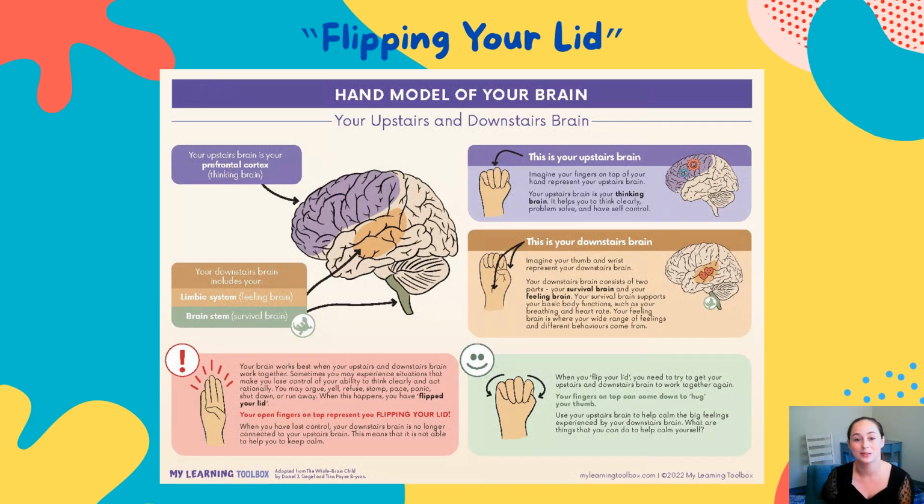Dr. Dan Siegel uses the term flipping your lid to explain what happens when emotions take over. So imagine your brain is like your hand. The thumb is folded in, and the thumb and the wrist represent your brain stem and your survival brain. The fingers represent your thinking and feeling brain. So the brain works best when the top of your brain is working with the bottom of your brain. Now what happens when a child enters a tantrum is that the lid gets flipped and they're no longer being run by the thinking brain. The survival brain has taken over.